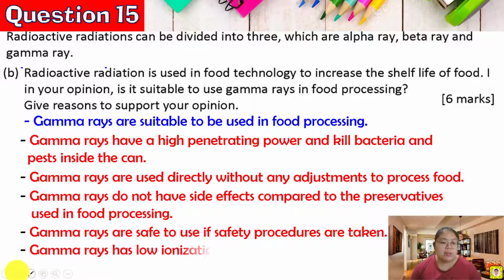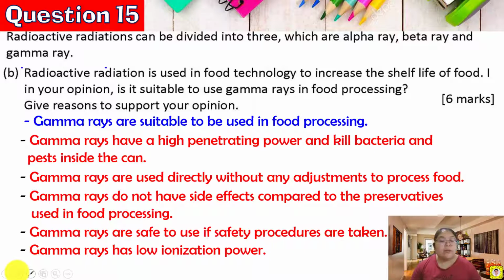And the last one, gamma ray has low ionization power. Because when it is put inside the food, the ionization becomes low, it is not very fast. Although the canned food goes inside your body, the ionization is also short and does not ionize your body cells. Okay, these are the advantages of using gamma ray.